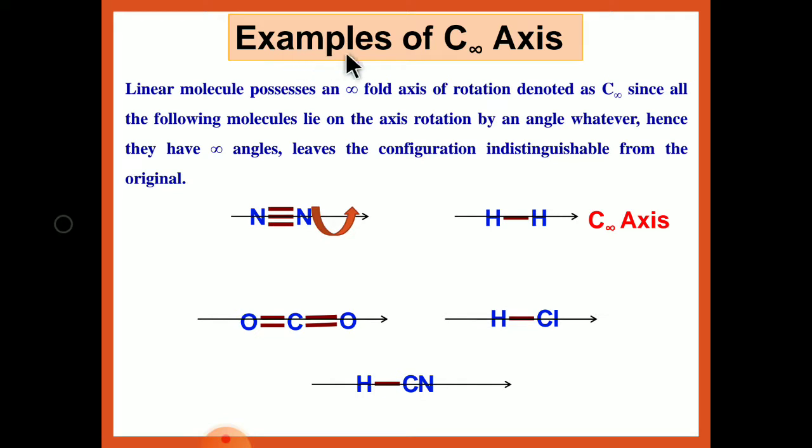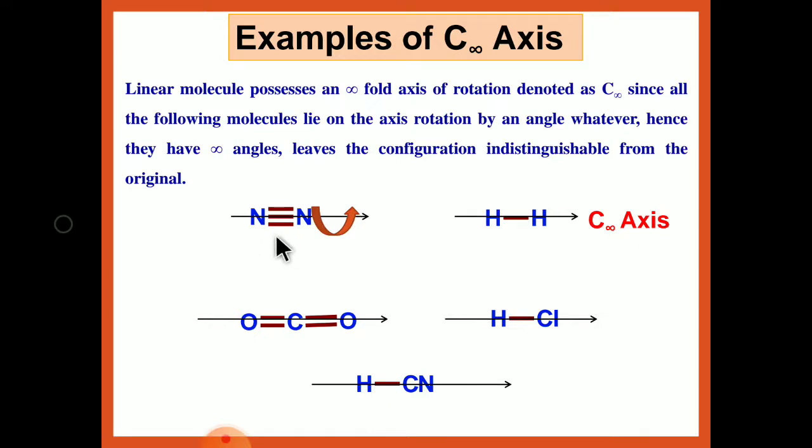Now the example of the C infinity axis. A linear molecule possesses an infinity-fold axis of rotation denoted as C infinity. Since all these molecules lie on the axis, rotation by any angle, that means there is no limit of angle, leaves the configuration indistinguishable from the original.